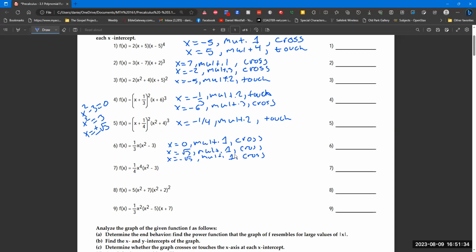If everything factors completely, all my multiplicities will add up to be the degree of my polynomial. Sometimes I have these quadratics that can't factor, but 3 times 2 is 6, plus another 2 here is 8. This would have been an 8th degree polynomial.